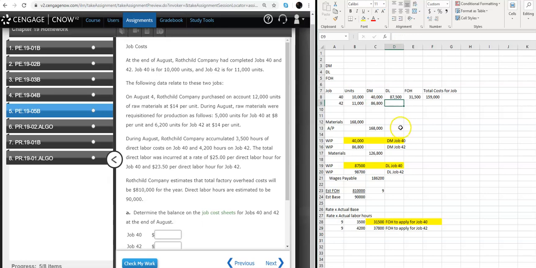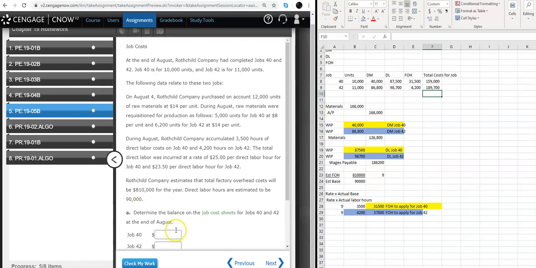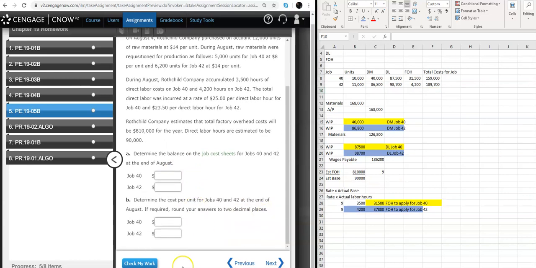For job 42, my direct materials are 86,800. We'll make that blue because that's my favorite color. And for direct labor, 98,700. And for factory overhead, 4,200. So my total costs for that are this. So I won't get too excited until I put it in and see if I'm right. Oh, plus it asks something else anyway, doesn't it? All right, so for job 40, I've got 159,000. For job 42, I have 189,700.